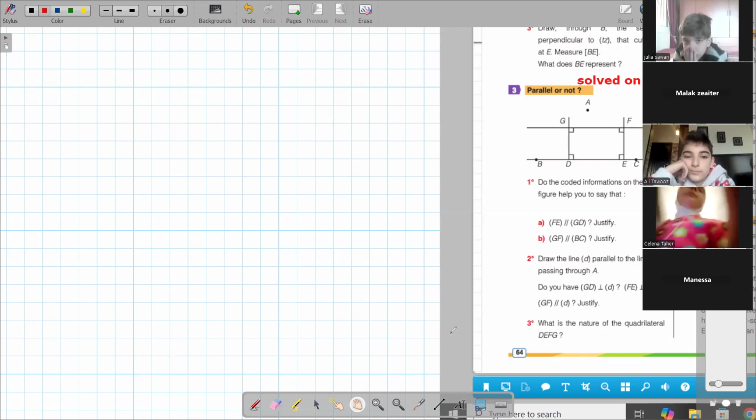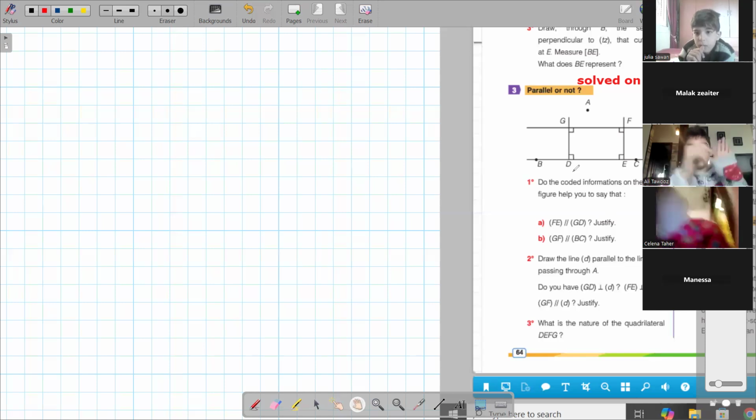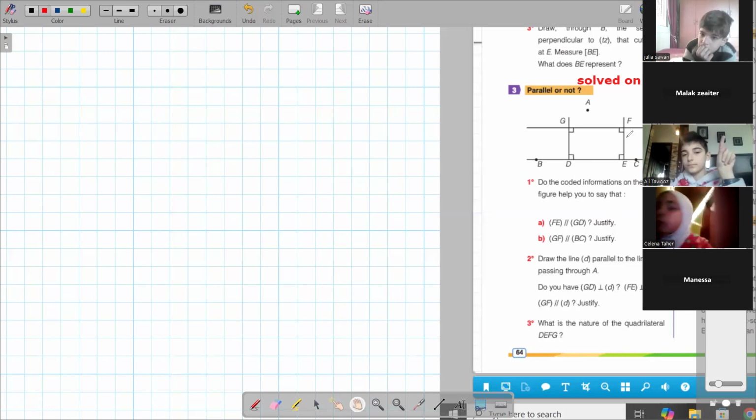Okay. Let me start with the first one. Do the coded information on the above figure help you to say that FE is parallel to GD? Here they are asking, can you say that FE is parallel to GD? You have to justify. FE, is it parallel to GD? How can I now justify that they are parallel? How can I say they are parallel?